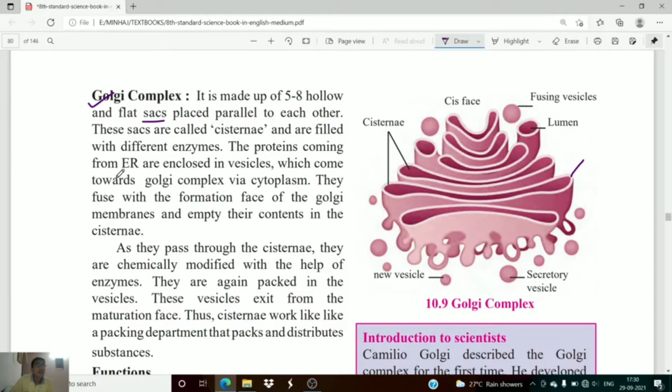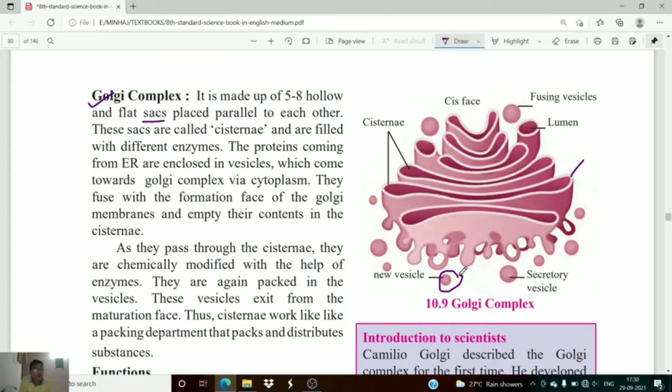The proteins coming from ER are enclosed in vesicles which come towards the Golgi complex via cytoplasm. These vesicles are small circular structures that you are seeing here. These structures store the proteins, and these proteins are enclosed in a vesicle, this spherical structure. This vesicle is going to be incorporated with the Golgi complex. The Golgi complex and the vesicles are going to be joined together, and this vesicle is going towards the Golgi complex via cytoplasm.